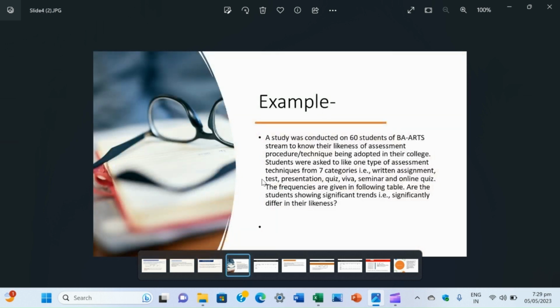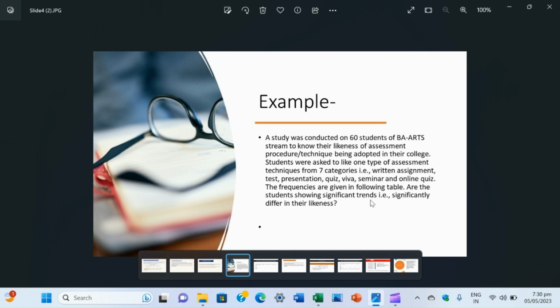Now, with the help of another example, I will show you how to calculate and find the value of the chi-square. Suppose a study was conducted on 60 students of the BA Arts stream to know their liking of the assessment procedure or techniques being adopted in their college. Students were asked to choose one type of assessment technique from 7 categories, that is written assignment, test, presentation, quiz, viva, seminar and online quiz.